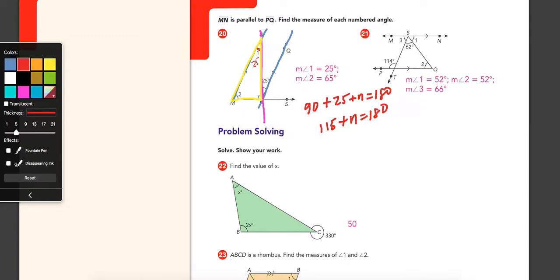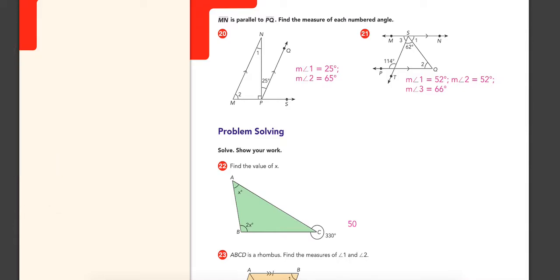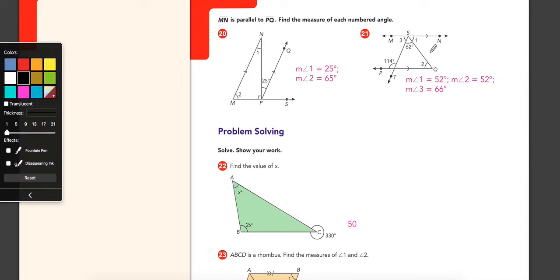All right. Next one. We're going to figure out 1, 2, and 3. I'm going to figure out 3 first. The first thing that comes to my mind is, if I know this angle is 114 right here, and I combine this angle with it, it's got to equal 180 degrees. So that means this has to be 66.